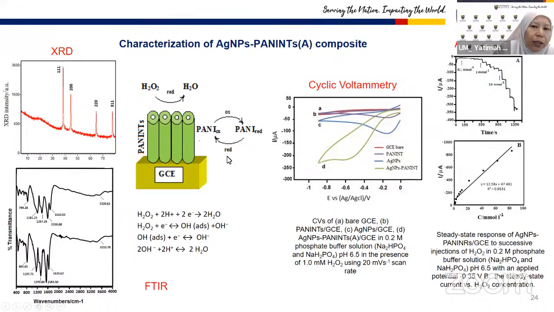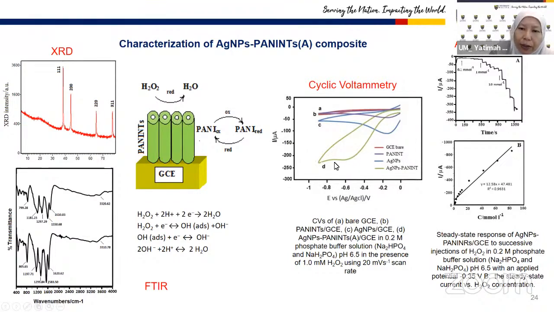And then we also look into cyclic voltammetry. The cyclic voltammetry was studied looking at the bare GCE, which is nothing on the glassy carbon. Once we coated with PANI, we can see some changes in the cyclic voltammetry. Then we start coating silver nanoparticles, and we can see more changes. So basically, we coated the electroactive material on top of the glassy carbon, and only then we try to look into the behavior of these silver nanoparticles with PANI.